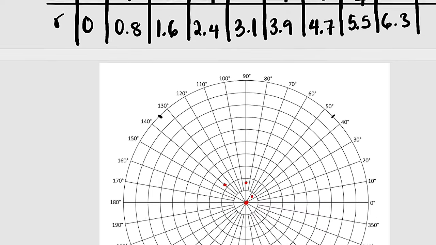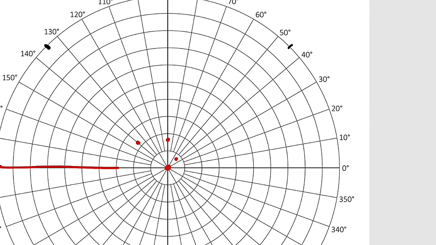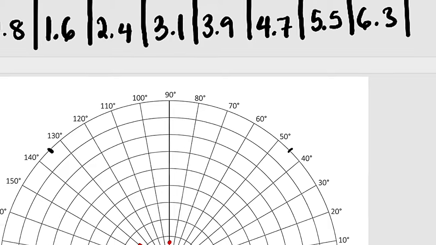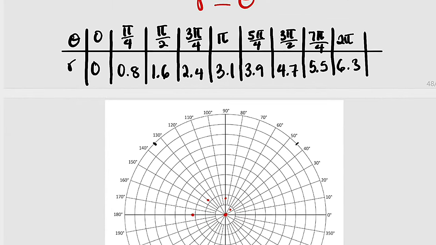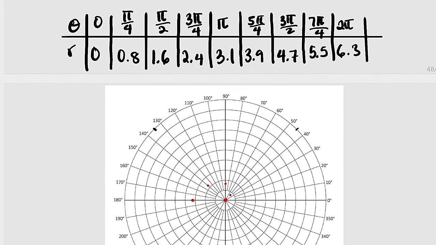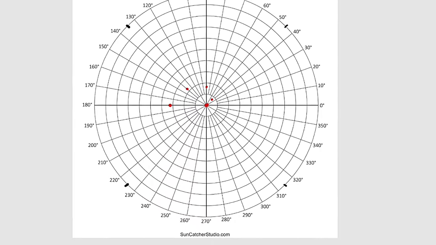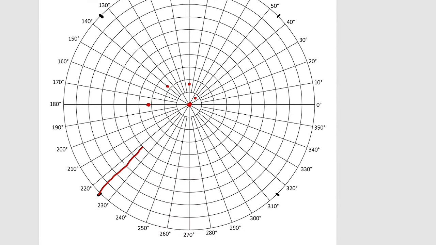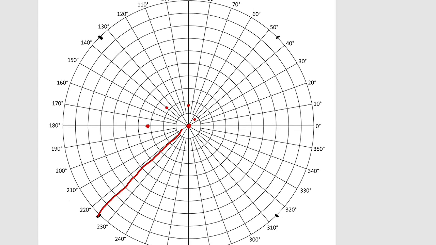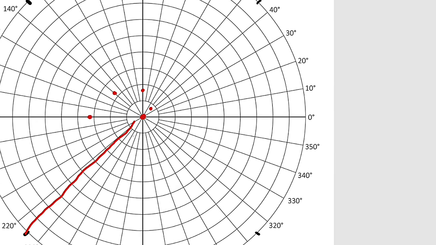Then the next one is pi. At pi, which is 180 degrees, we have radius 3.1. 1, 2, 3.1 is situated here. Then the next angle is 5 pi over 4, and the radius is 3.9. You can see the angle here, right? So we are going to measure 3.9. We have the first circle, second, third, and 0.9 is situated here. So let me remove this line.